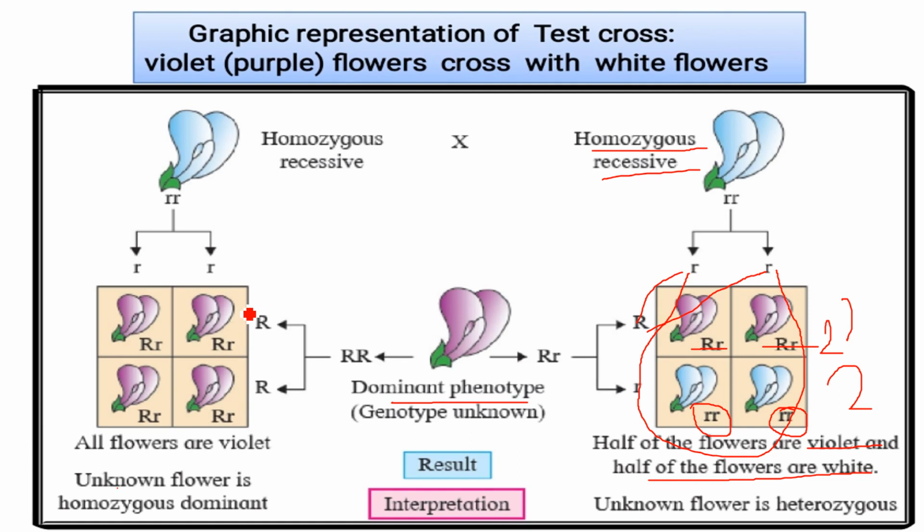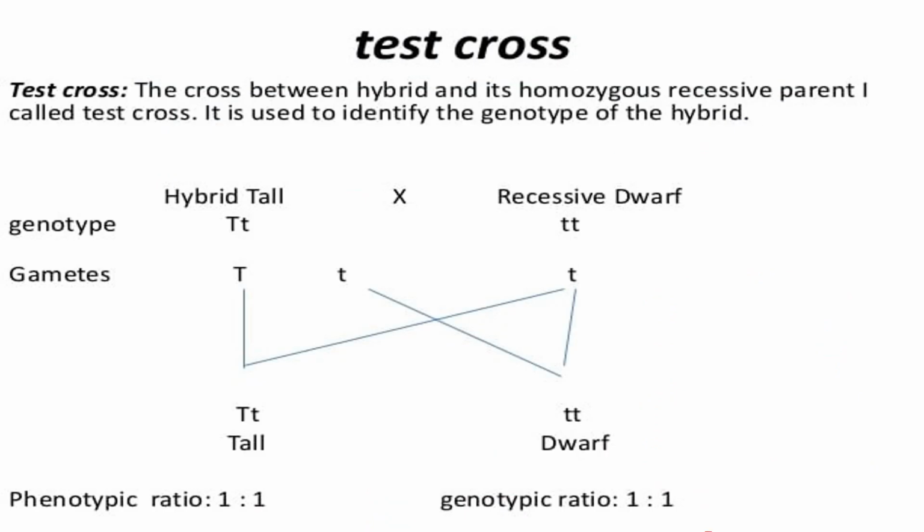The cross of F1 hybrid with the homozygous recessive parent is known as a test cross. To understand the test cross, what we did is cross the homozygous recessive parent with the unknown genotype, and see the results here. Next slide. See, the next example we are talking about is the test cross.